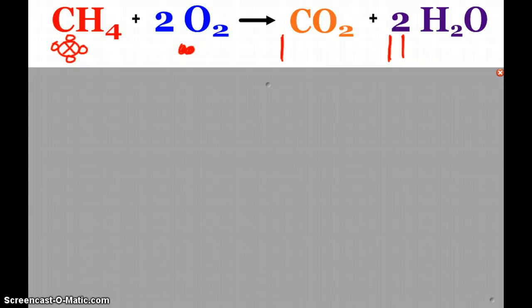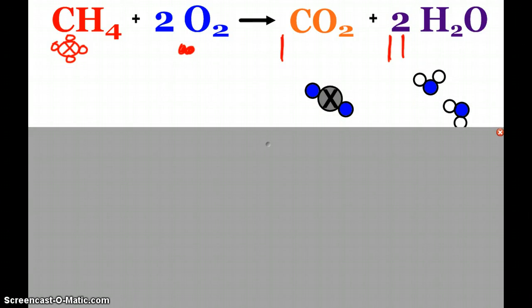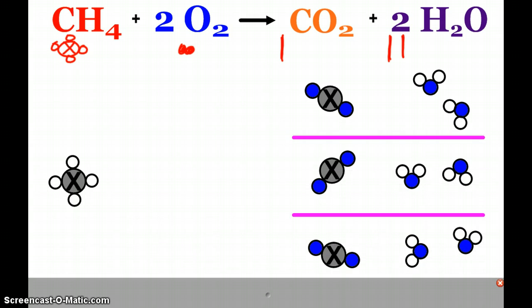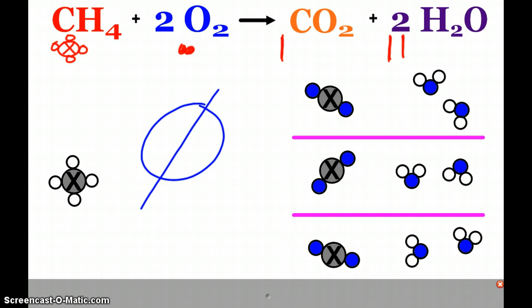Alright, so hopefully you could draw 1 carbon dioxide molecule and 2 water molecules, and then you could do this again, and you could do it 1 more time. At that point, you had to stop. Why? Because we ran out of oxygen.